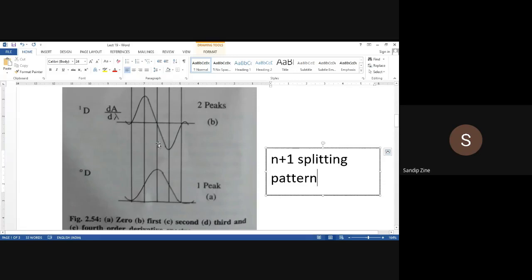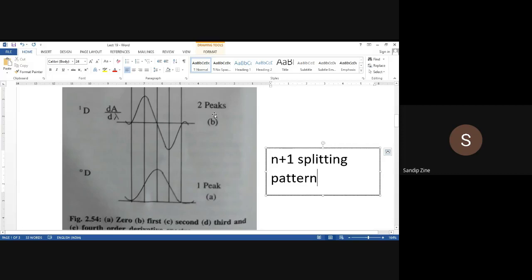Example, what is the same over here? The first order derivative spectrum takes zero value at the maximum of the zero order spectrum. This is the zero order spectrum. So obviously here the zero value has started, and the inflections we are getting like this. So that is the splitting pattern, n plus 1.